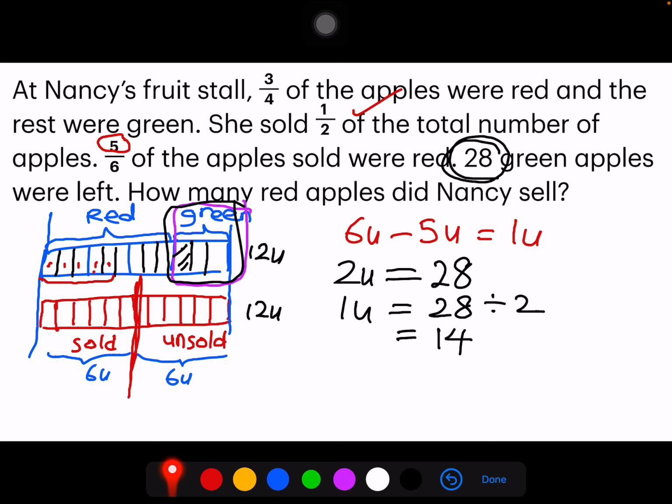Finally, answering the question, how many red apples did Nancy sell? How many red apples? So 1, 2, 3, 4, 5. 5 units. I will take 14 times 5, which gives me 70 apples. And that's it.